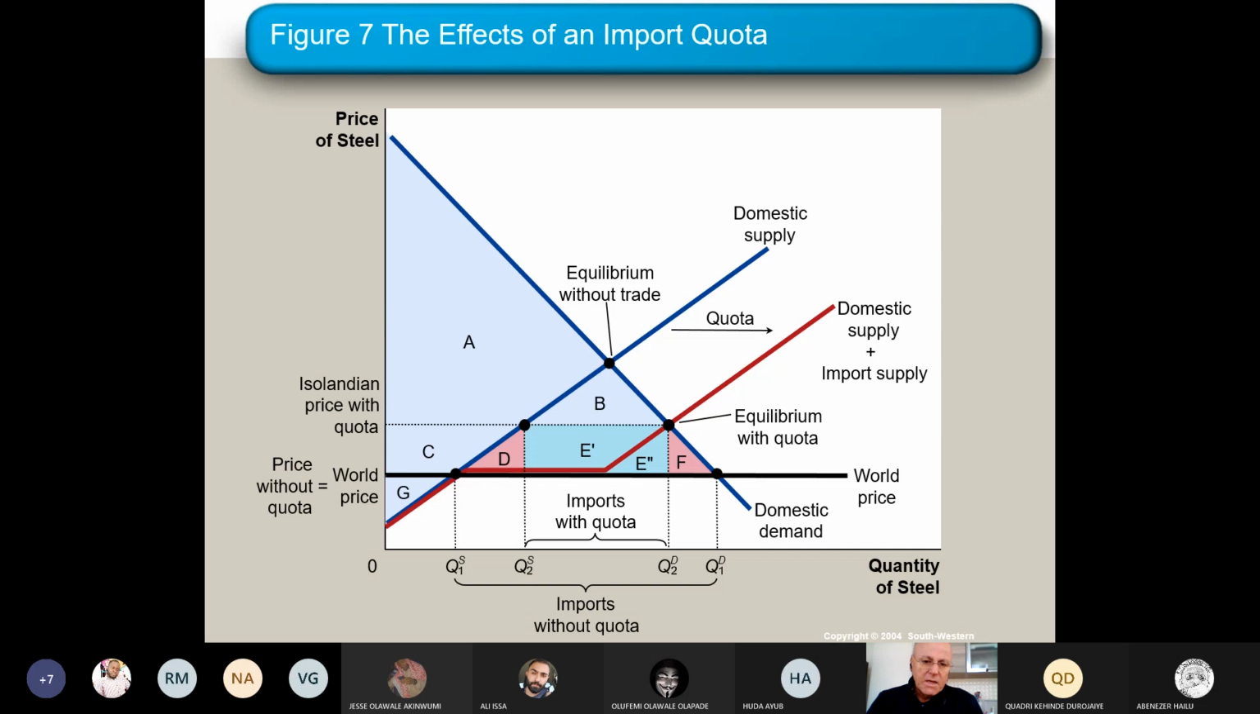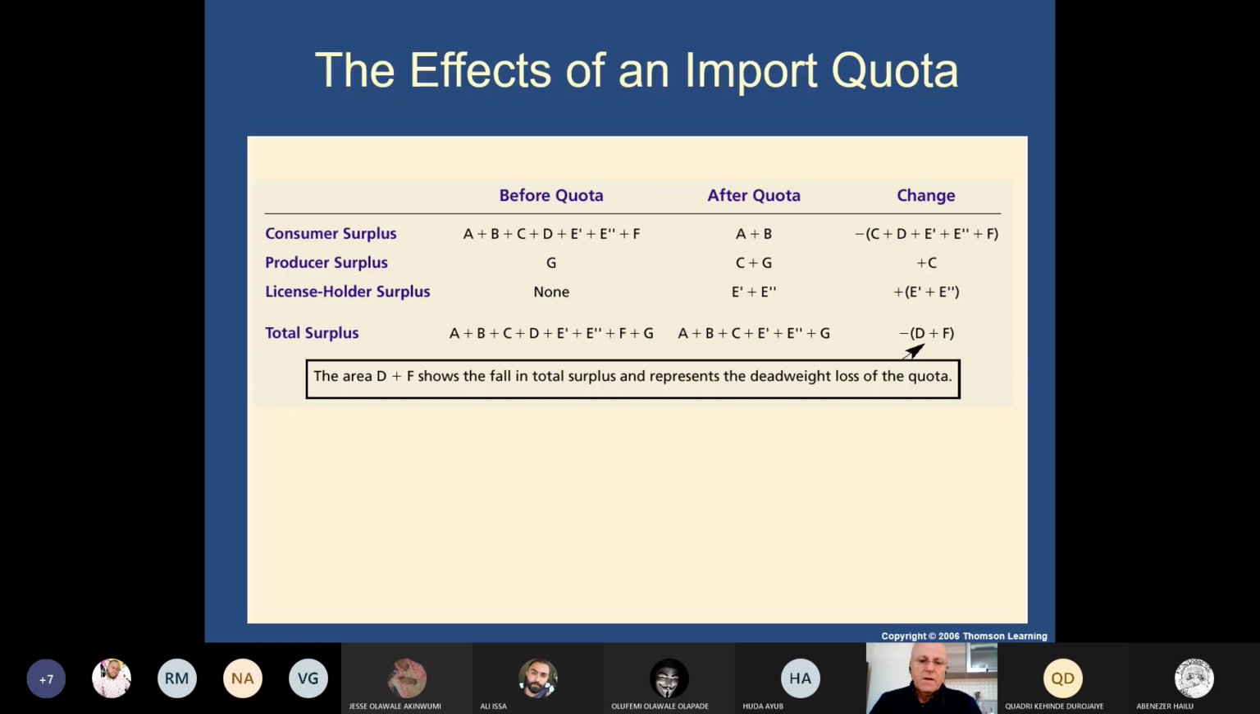Now as you see, the surplus is A plus B plus C. This is the surplus, and E is the amount of the collection, and D and F is the deadweight loss. G is the producer surplus, which is expected to increase to G plus C after the reduction.